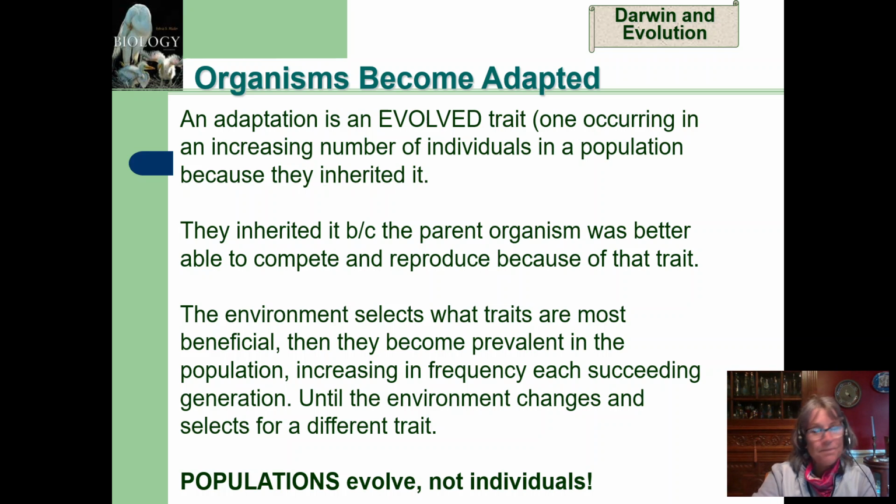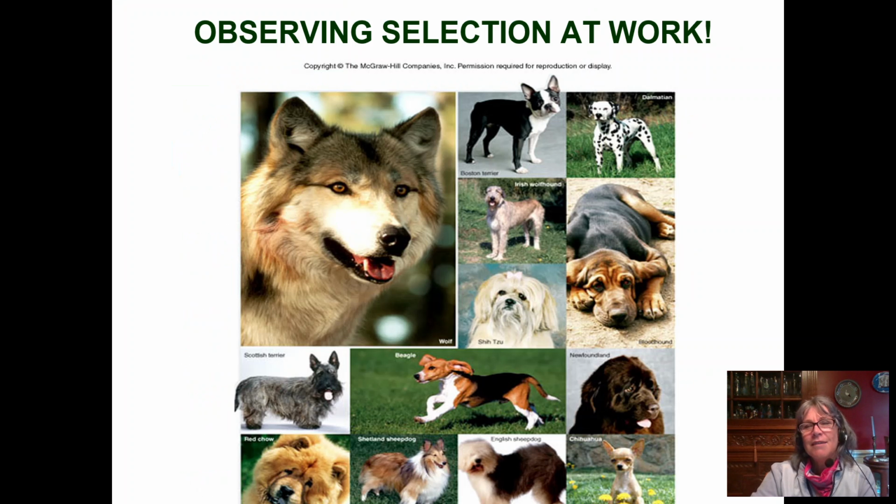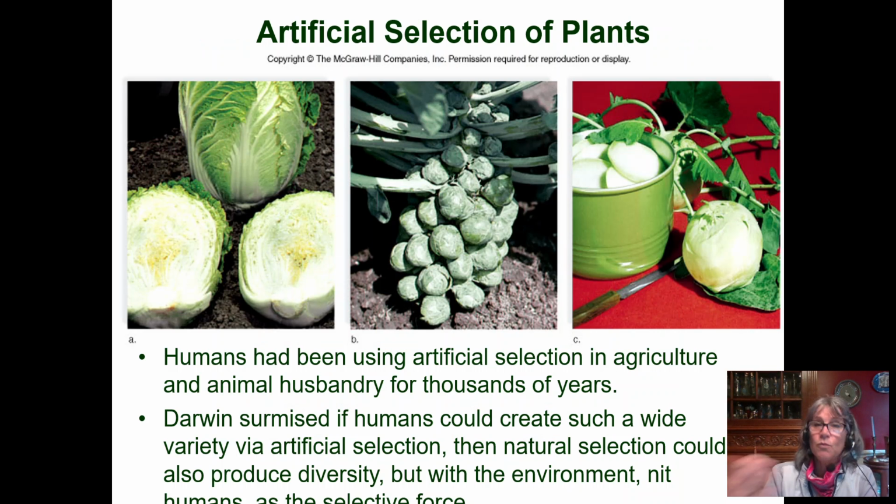So, can we see selection at work? Well, yep. Thanks to artificial selection, with humans as the selective force, not nature, not the environment, but humans, we can select for specific traits that we want over time. And look at all the variation we ended up with in these different traits that we've selected for. So that's an example. This is artificial selection, when we are the ones that select what trait gets to be passed on to the next generation.